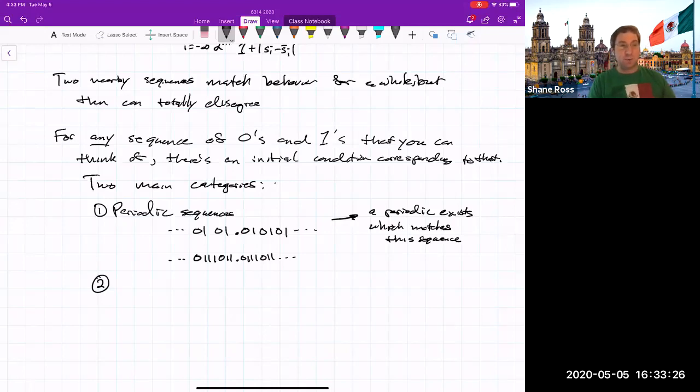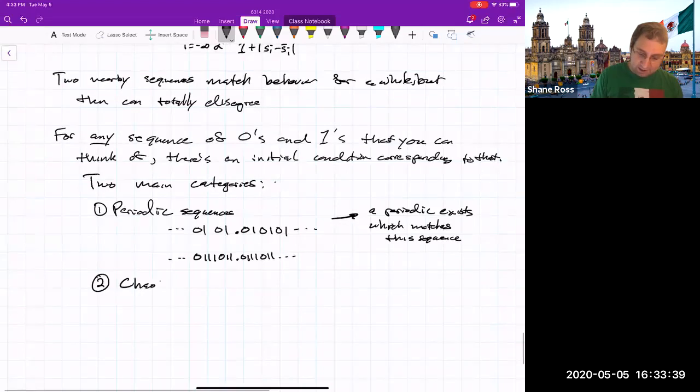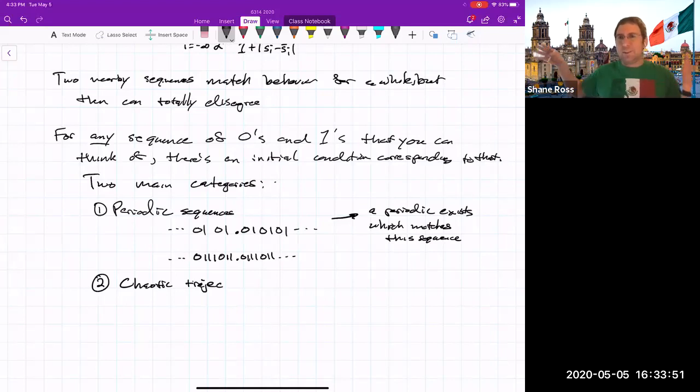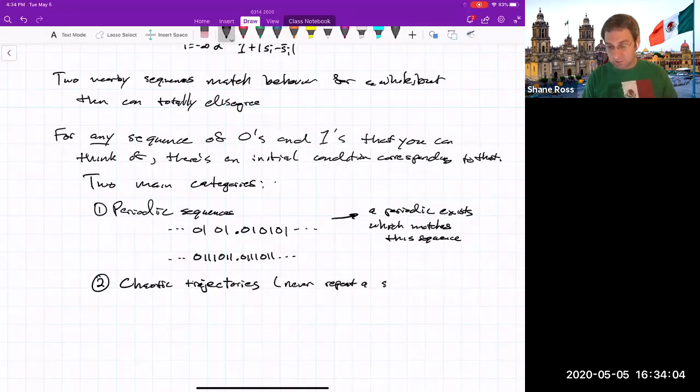If you turn the digits of pi into a binary version, well, that's a sequence. And there is going to be an initial condition whose dynamics matches that. And since it's not periodic, it is chaotic. I mean, what's a chaotic sequence? I guess it'd be like an infinite set of letters that don't seem to repeat and don't make any sense. But we can think of it dynamically. Those are chaotic trajectories. So they never repeat the sequence.